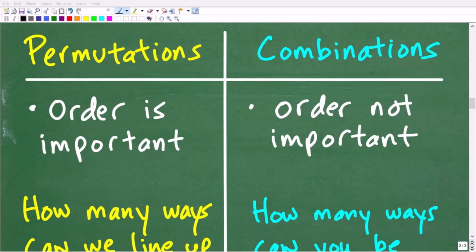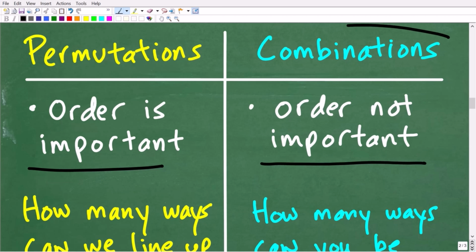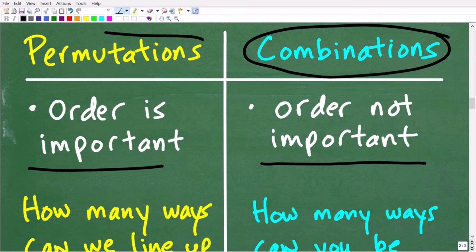So when we're trying to count the number of ways something happened, we need to consider whether the order is important or the order is not important. Now, I'm going to show you examples of this in just one second, but if the order is not important, we have a combination, and if the order is important, we have a permutation. Now, let's just kind of consider our handshake problem here.